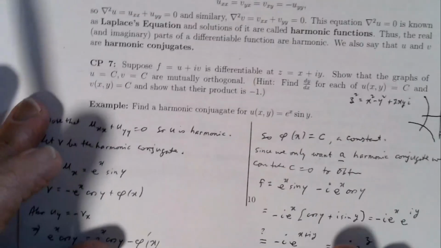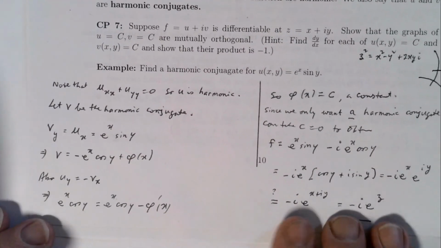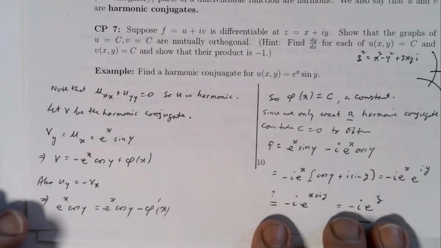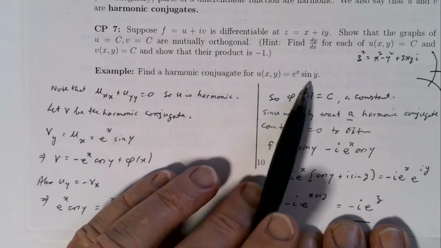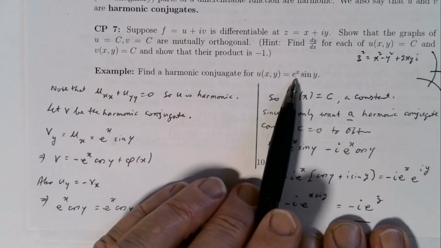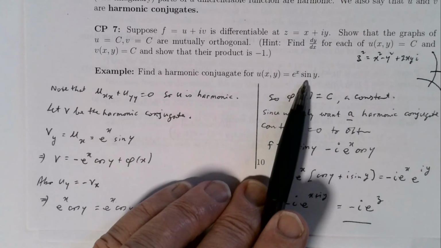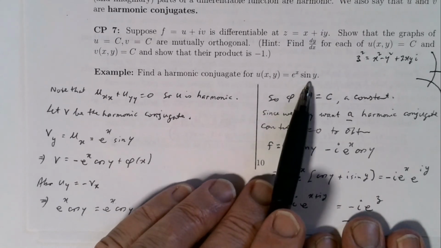Okay, now just as a little example to finish off this little section, this little video: if I give you just the real part, so I'm giving you u of x,y is e to the x sine y, I'm giving you the real part, and I claim that this is a harmonic function. We'll just mention that in a moment.